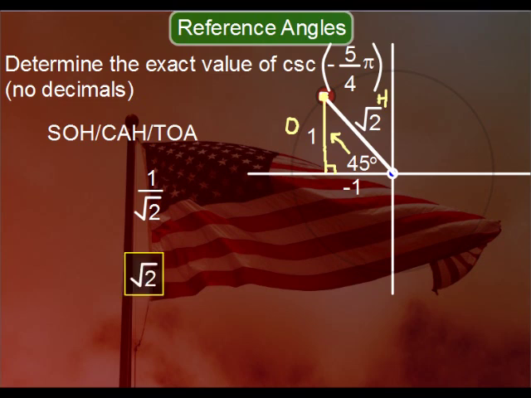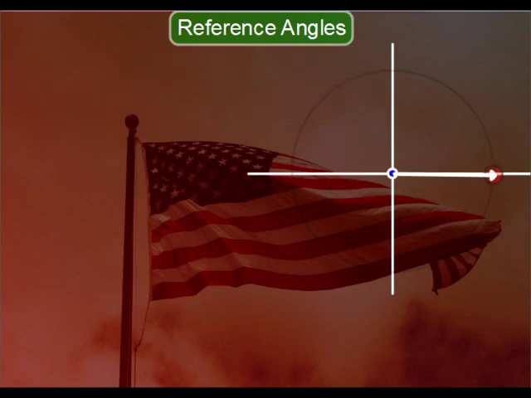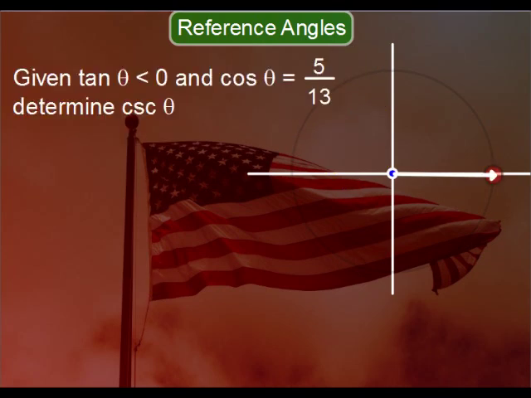And that's really it. Now if you're thinking, gosh, that's rather cumbersome, I'd rather use the chart, again keep in mind that this method is more applicable because it stretches into other questions, like what we're about to do right now. So let's get away from special angles here a bit. Let's say we were going to do something like this. Given the tangent is less than 0, meaning that it's negative, and the cosine is 5/13, determine the cosecant.